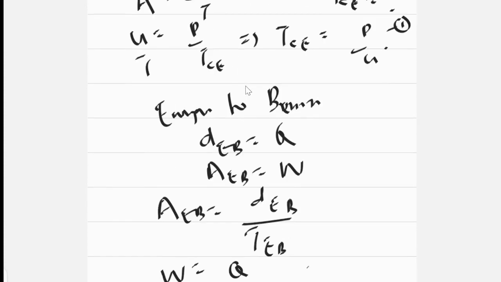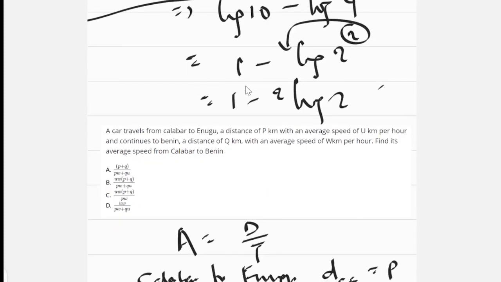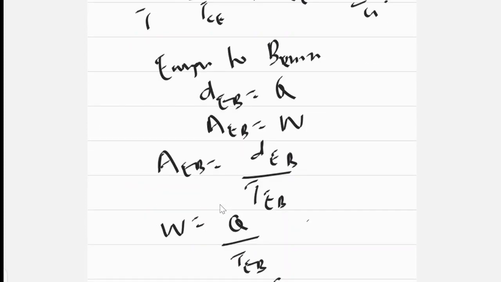Let's see if we have it in the options. P plus Q UW, yeah. P plus Q UW over PW plus QU. I think B is the correct answer. You can see it is not difficult to do. Okay, the next question.